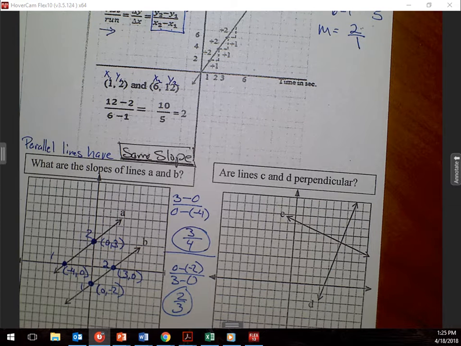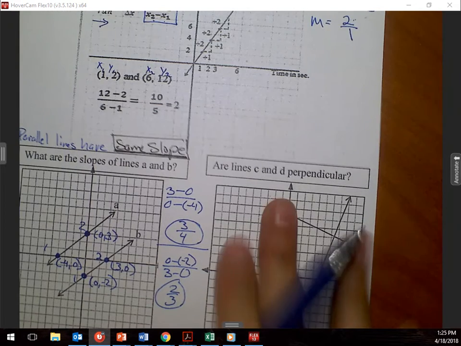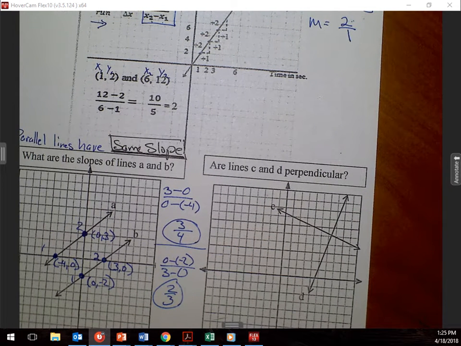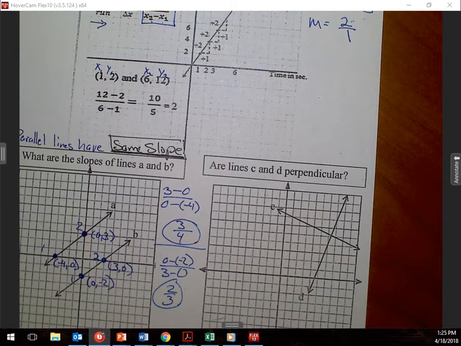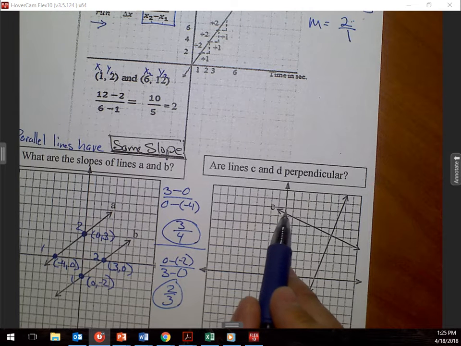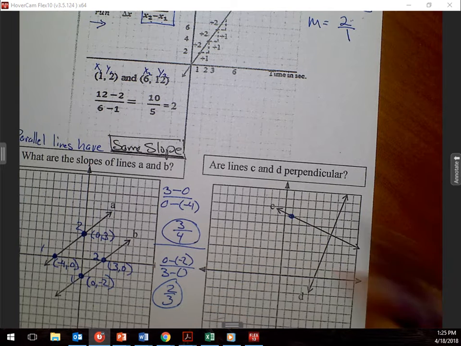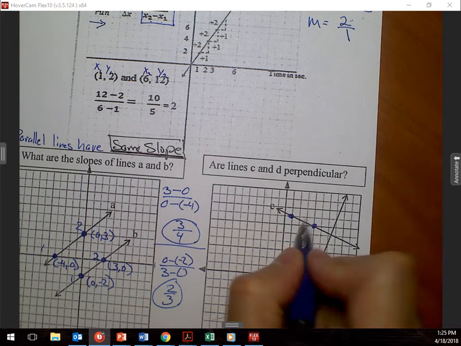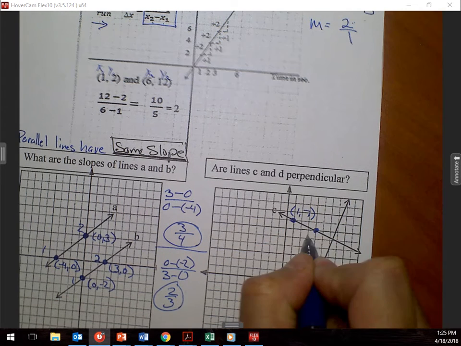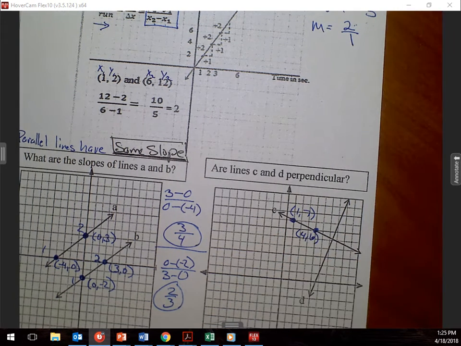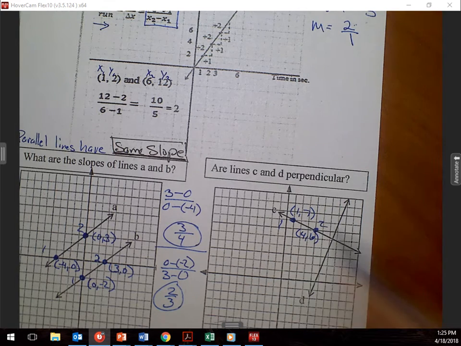Okay, so now we're going to do the same thing again over here for C and D. So find some points on line C. That's not a good point. 1, 7. Yeah. And 1, 2, 3, 4. Yep, that's a good one. So 1, 7, and 4, 6. So this is going to be my first point, and this one's my second point.